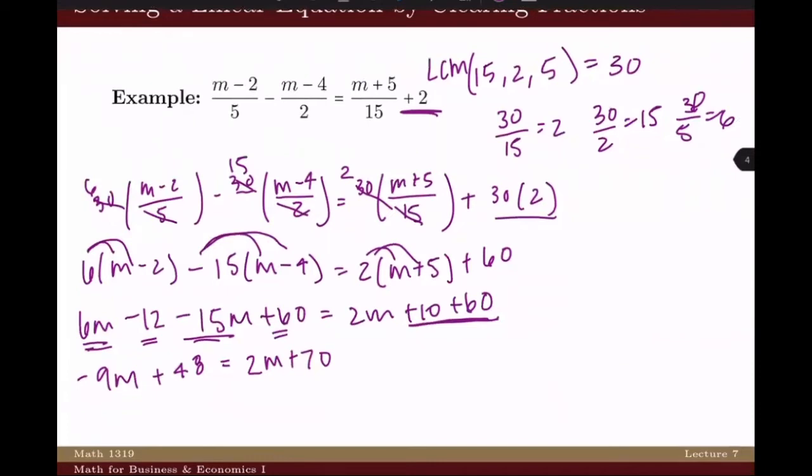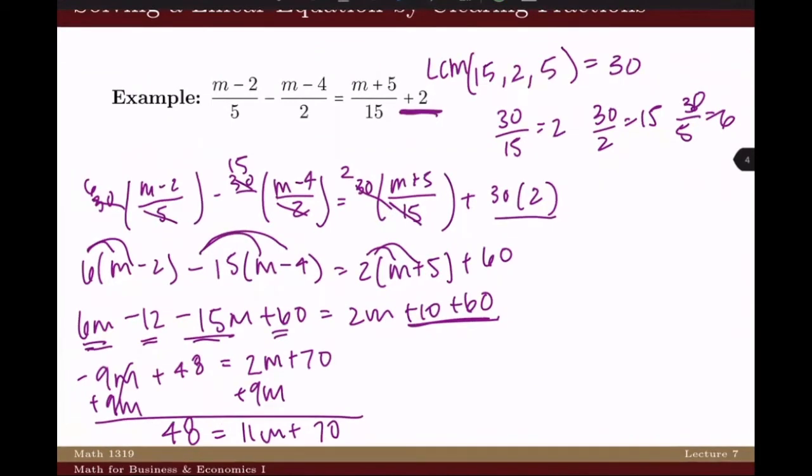All right, next I'm going to add the 9m to both sides. So I get 48 is equal to 11m plus 70. All right, I'm going to finish the problem over here. So we're at 48 equals 11m plus 70 because I'm running out of room.